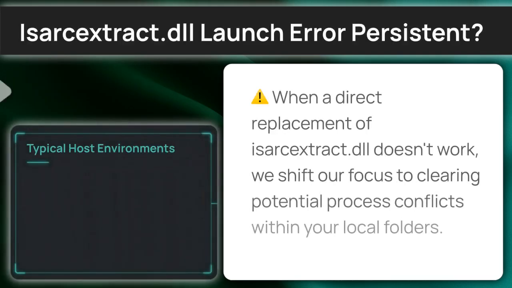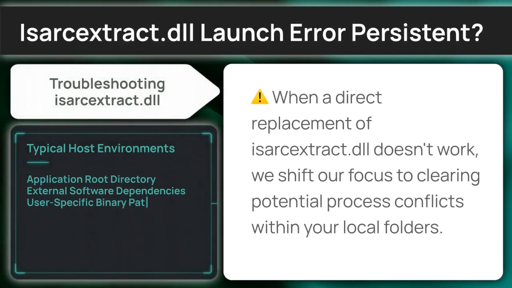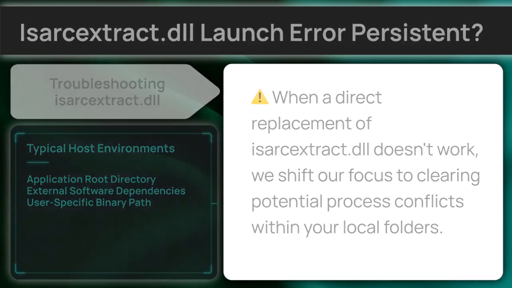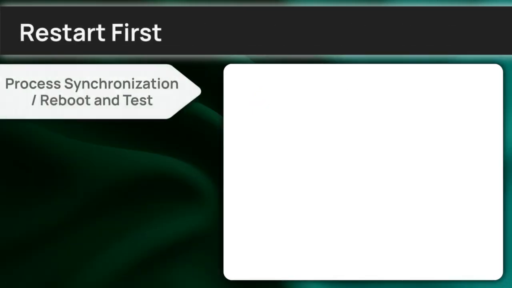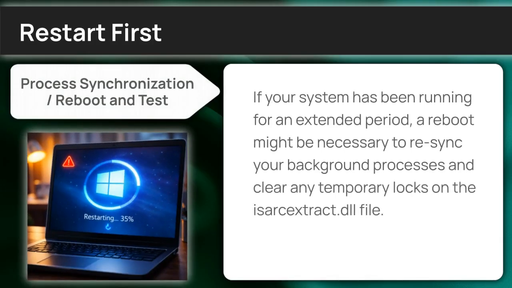Should the file remain missing after a reinstall, we need to ensure that the operating system is forced to re-index its shared library paths. Performing a restart can determine if the error is just a transient environment glitch. A reboot refreshes your system's path variables and can sometimes re-establish a broken link to the Isarcextract file.